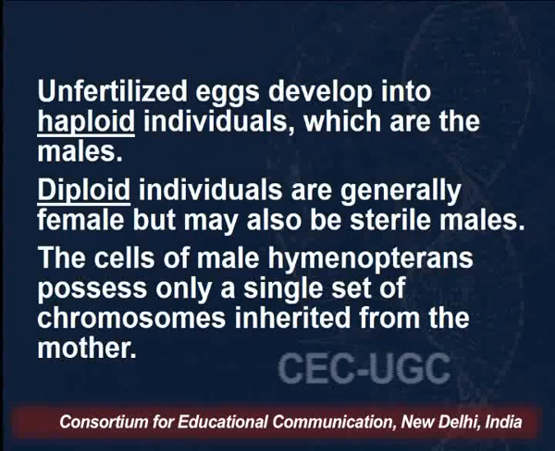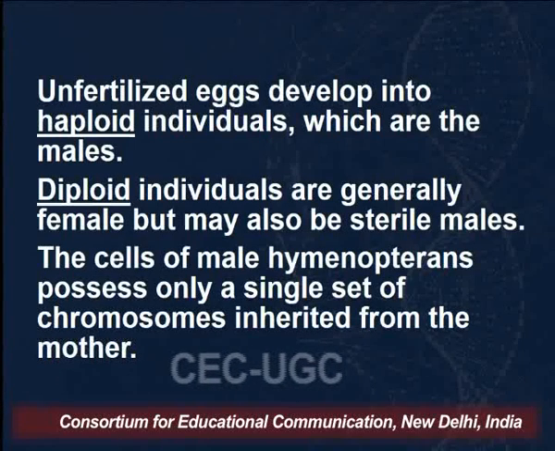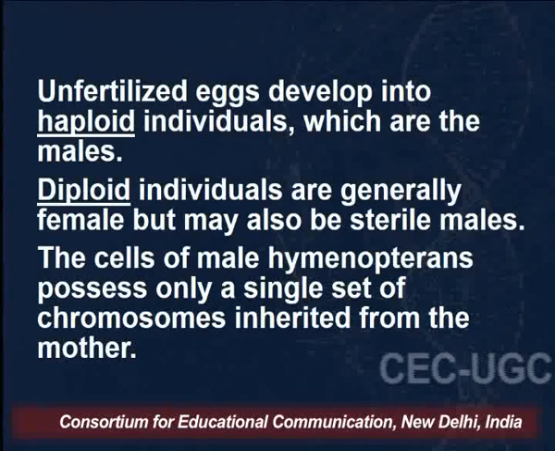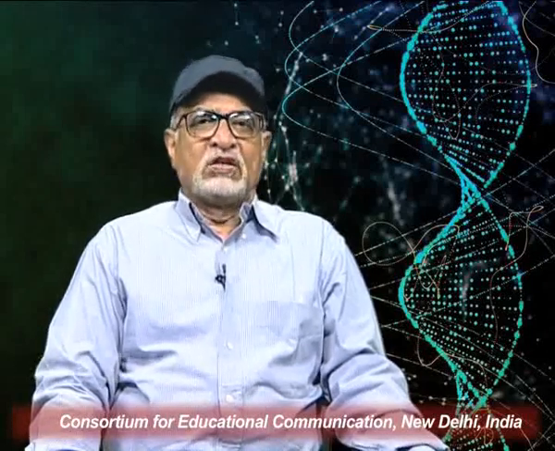So unfertilized eggs will develop into haploid individuals, and they are going to be in almost all the cases males. Now this is a very different type of parthenogenesis, and diploid individuals are generally female. They could even be diploid, and yet they could be sterile males. So we find that the cells of the males are possessing only a single set of chromosomes which are inherited from the mother. So that means they are haploid.